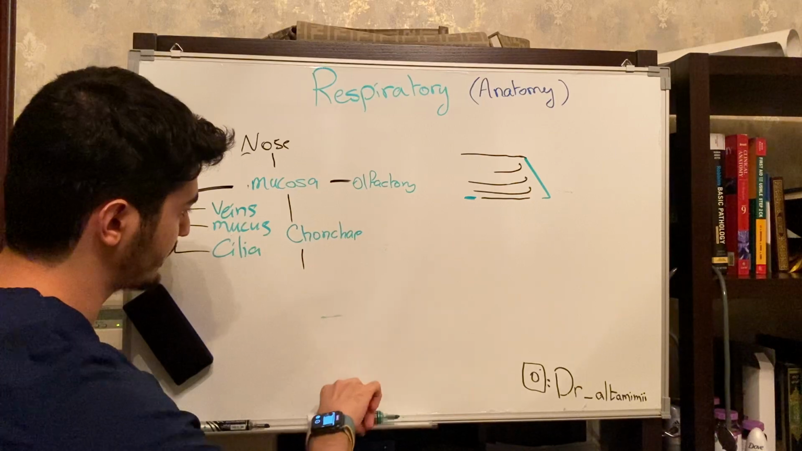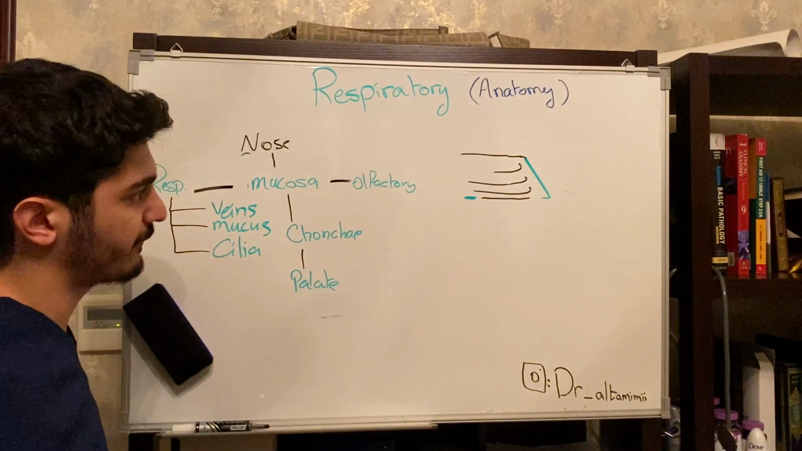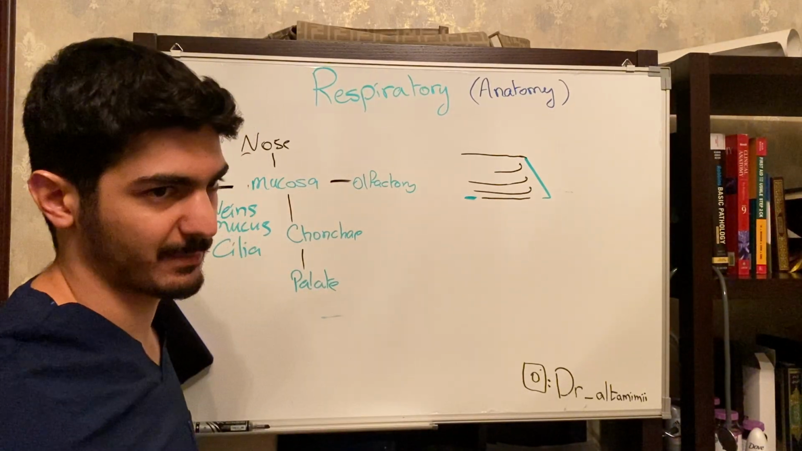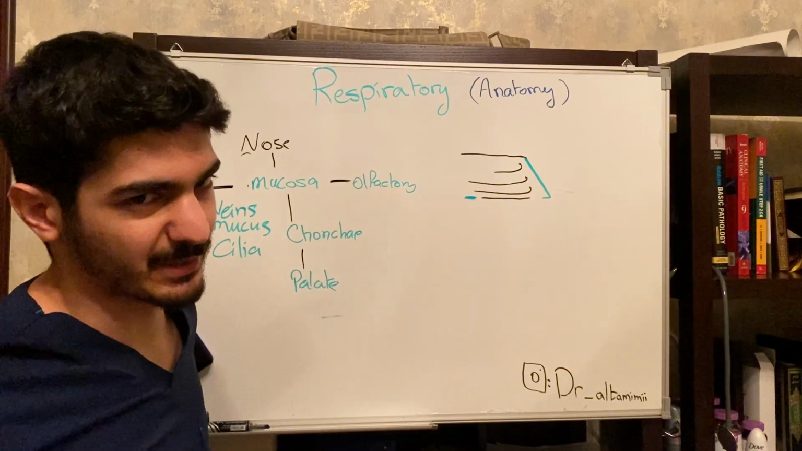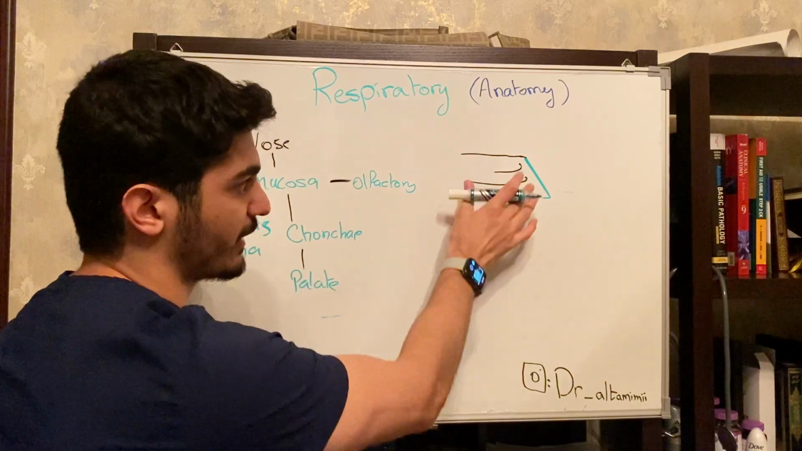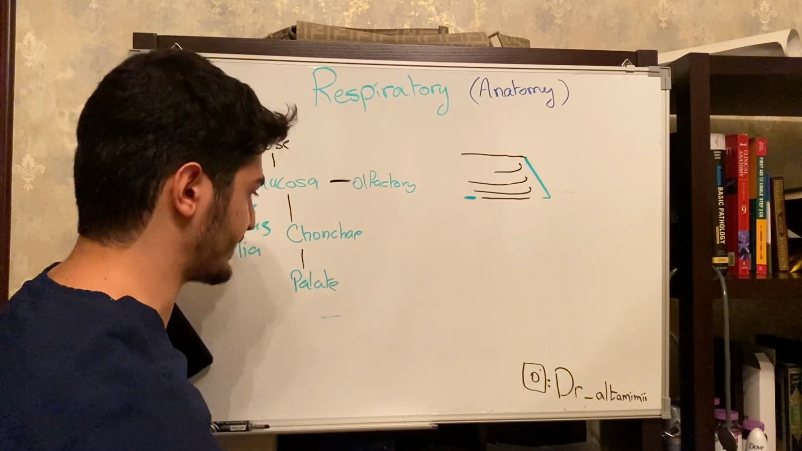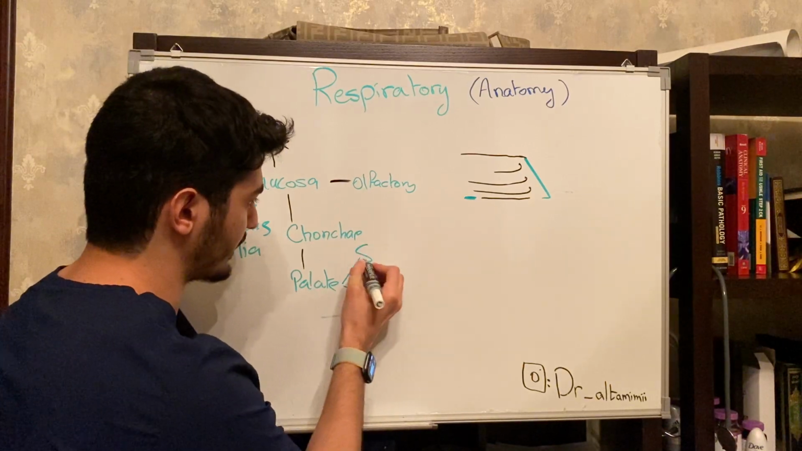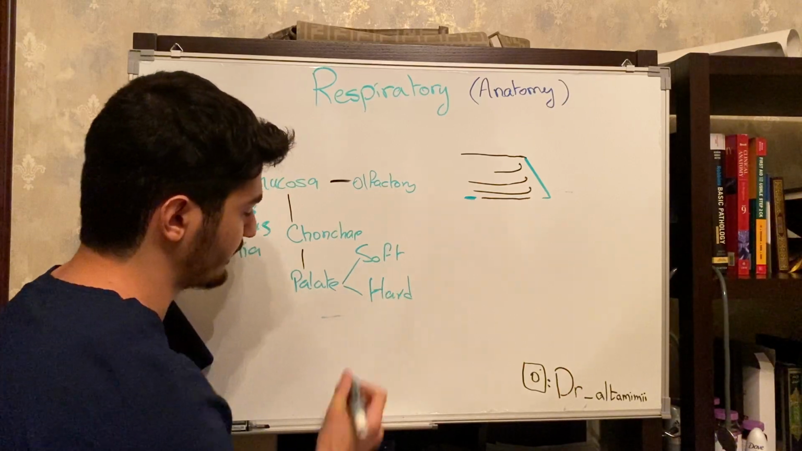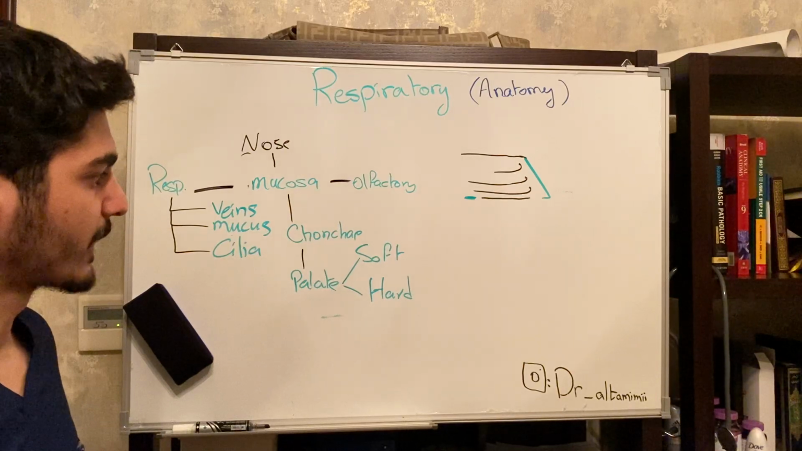Let's talk about the palate. The palate, you have two parts. You have hard palate and soft palate. The hard palate is supported by bone, and the soft palate is not supported by bone. It separates the nasal cavity from the oral cavity. Here's the mouth, and this is the nasal cavity. Oral cavity, nasal cavity separated by the palate. That's it. Very simple. Soft, hard. Okay, very easy.